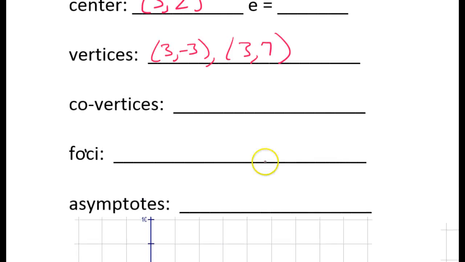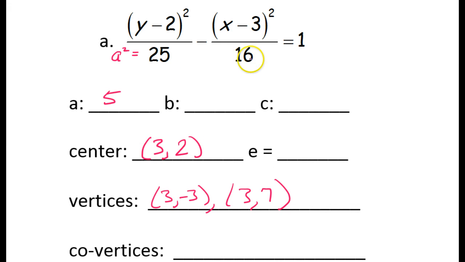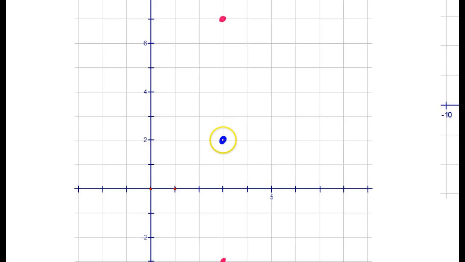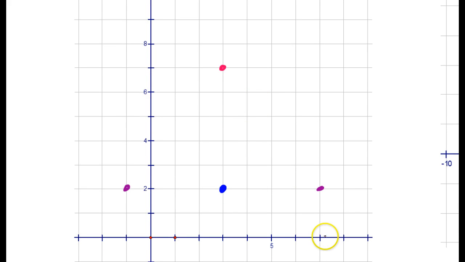All right, let's find the co-vertices now. So we know that the second denominator, the denominator of the negative term, is always going to be b squared. So if b squared is 16, then b is 4. Notice that the 16 is the denominator of the x term. So I will do plus and minus 4 in the x direction. So looking at the center, if I go 4 to the right and 4 to the left, these are my co-vertices. So my co-vertices are -1, 2, and 7, 2.